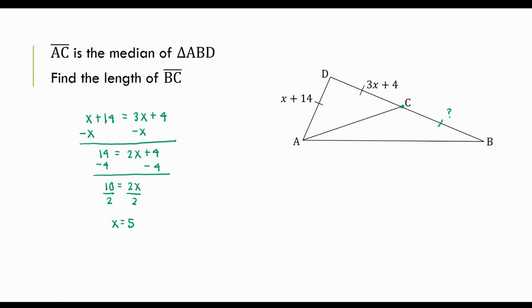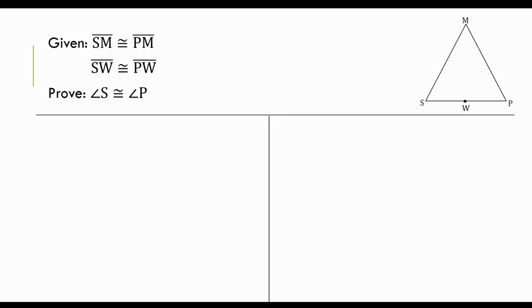So now that I know that AC is the median, and so CB is congruent to DC, I can plug 5 into that expression for DC, and that will give me my answer for BC. So I'm going to take 3 times 5 plus 4. 3 times 5 is 15. 15 plus 4 tells us that those are a length of 19.